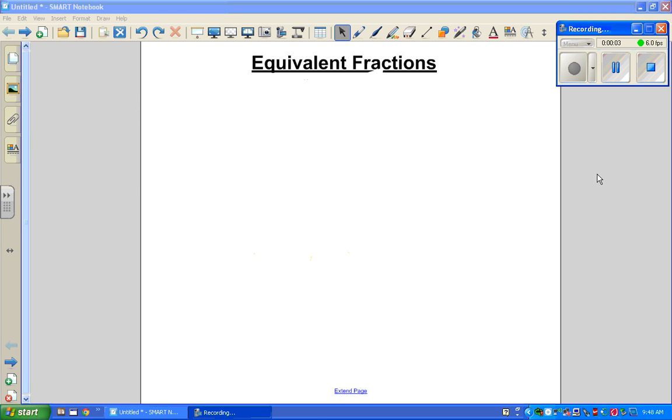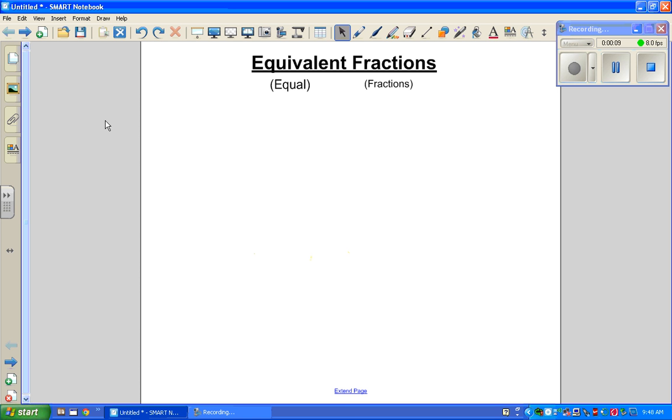Today I'm going to talk about equivalent fractions. Now, when we talk about equivalent fractions, it's good to know that that just means equal fractions. Two fractions that are equal.